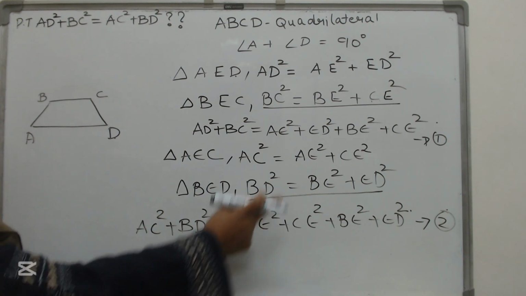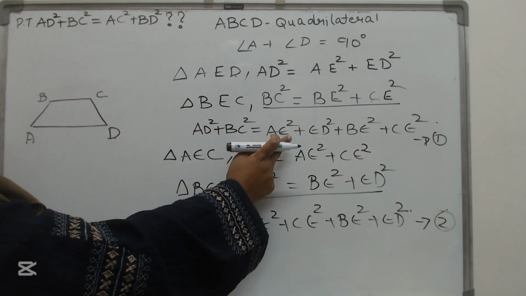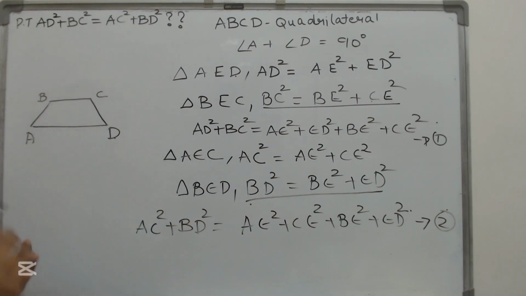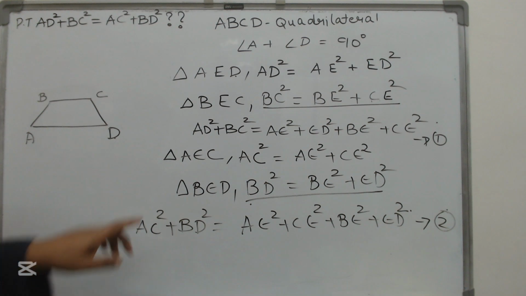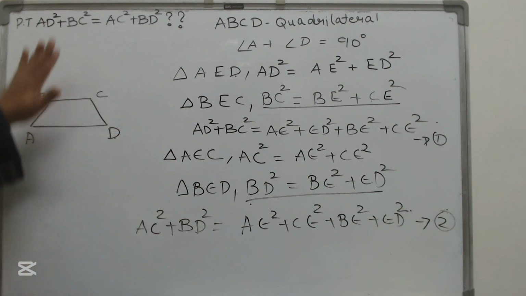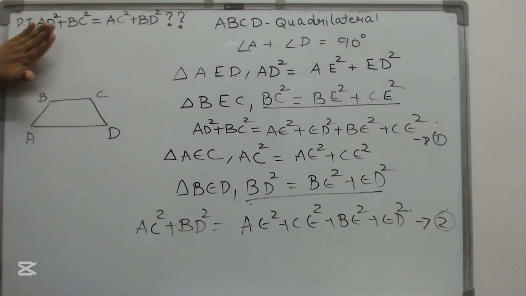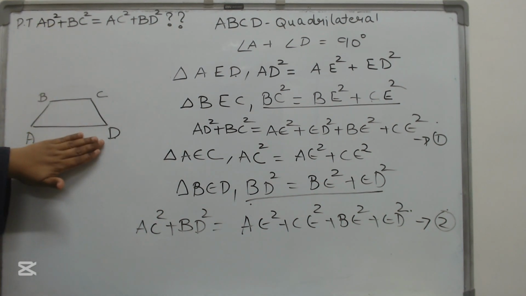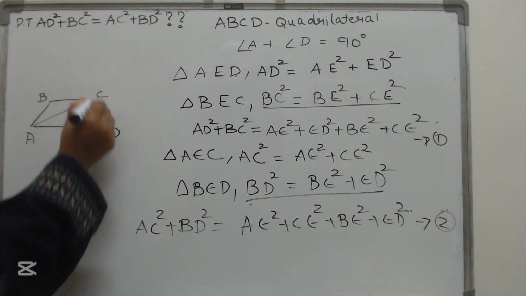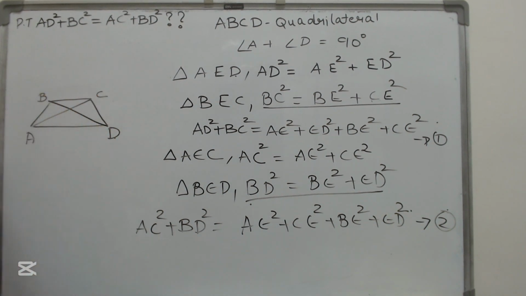Now examine the RHS of equation 1 and equation 2. You can see that their RHS is the same, which means what? Their LHS will also be equal. Or in other words, we have proved this result that AD square plus BC square is equal to AC square plus BD square. That is the result that we have proved.